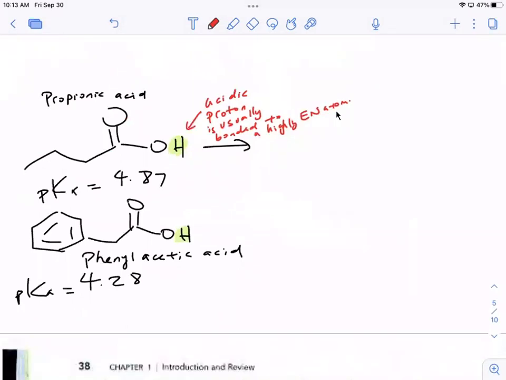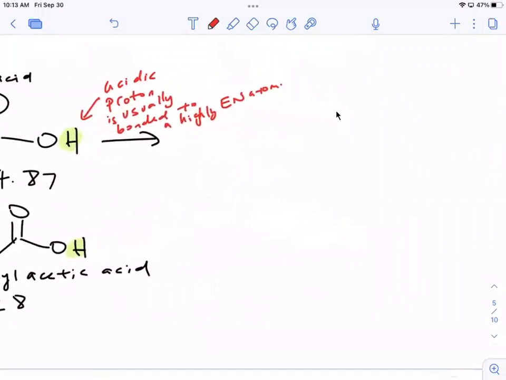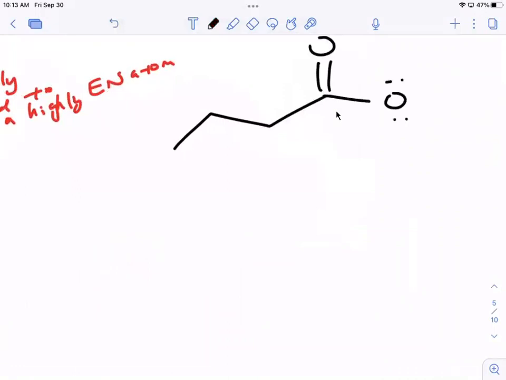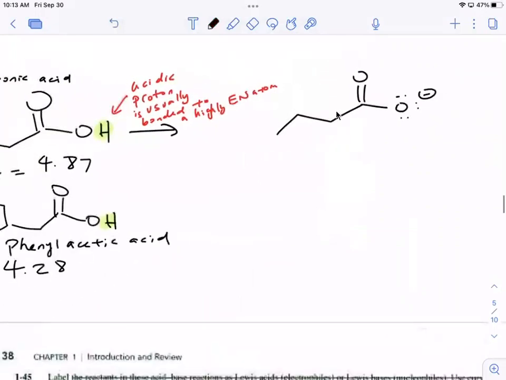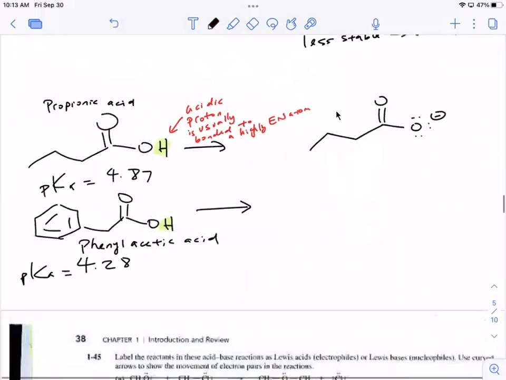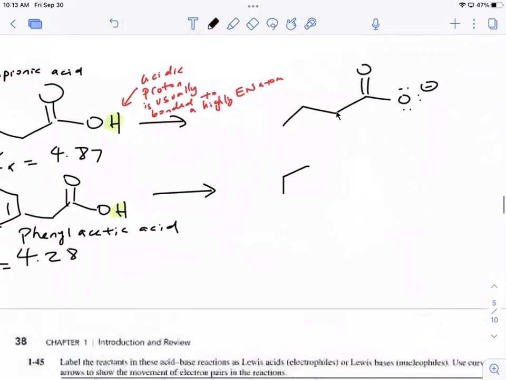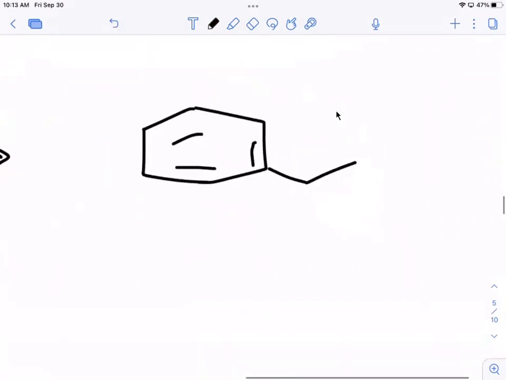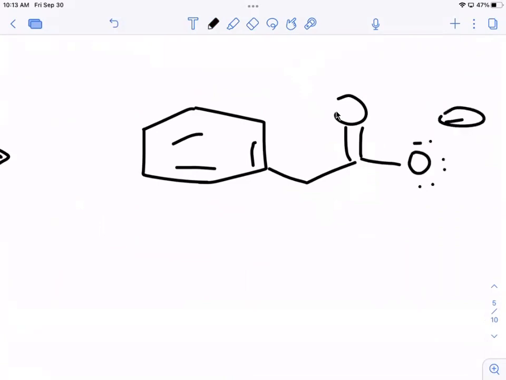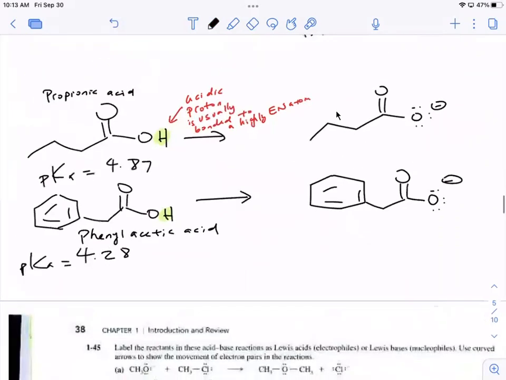Right? So here, the conjugate base looks like this. What's going on out there? And then over here, the conjugate base looks like this. So now these are my two conjugate bases.